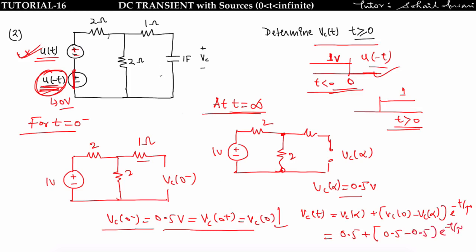Now to find the time constant, we have to separate the resistor and capacitor, and short circuit this voltage source. At this point the resistor and capacitor are separable, so the time constant is given by R equivalent into C equivalent. To find R equivalent across this point: 2 parallel with 2, 1 in series is 1, so 2 ohm, and C equivalent is 1 farad, so the time constant is equal to 2 seconds. In this way you can find Vc(t) for t greater than 0.